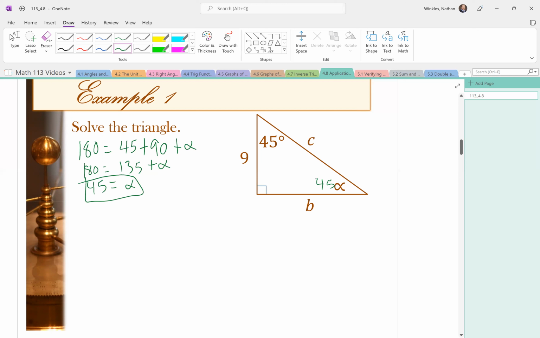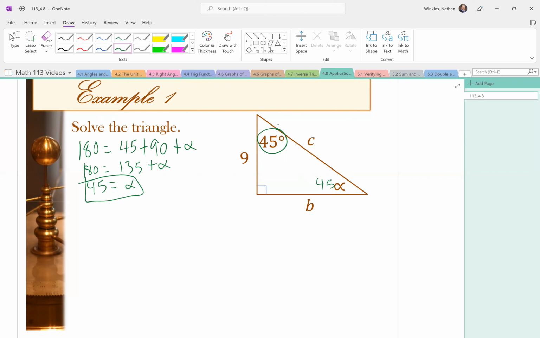Now that we know what alpha is equal to, we can use either one of these to figure out what side B is and what side C is. So I'm going to use the one that they gave us. To me, the best thing to do is, if they give you some values, try to use them as much as you can, because if you make a mistake on a calculation somewhere and you've used something that you found, it's just going to compound.